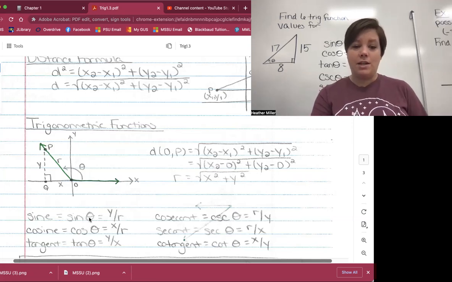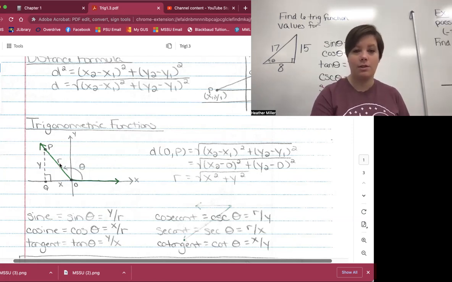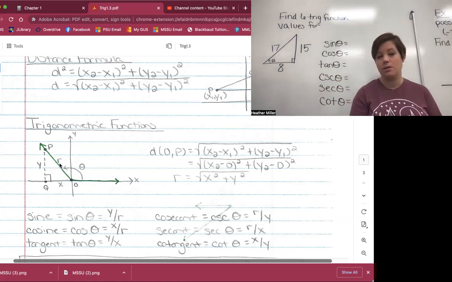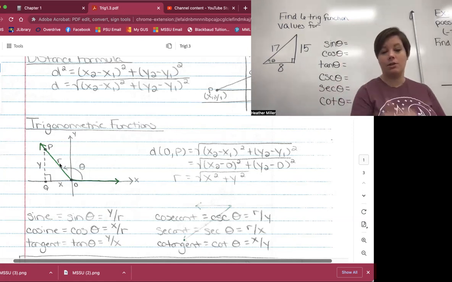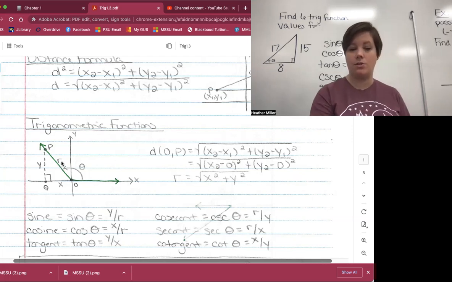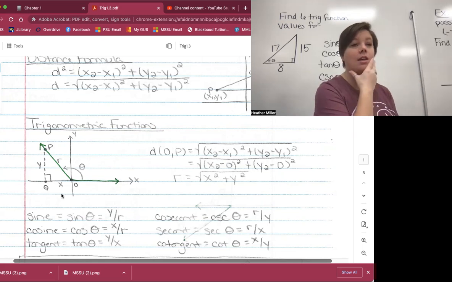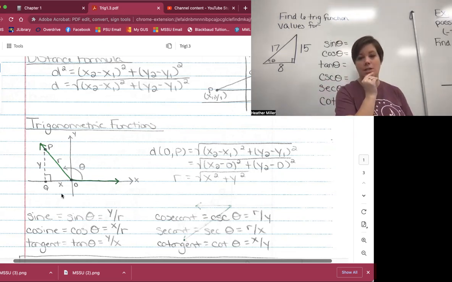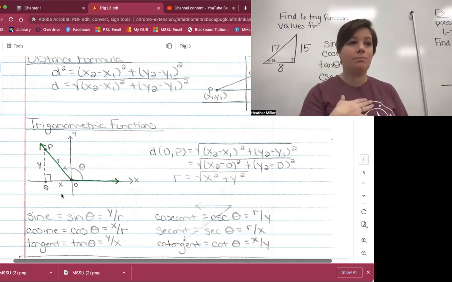So sine of theta is where we take our y value of this triangle and we stick it over the radius, or the r, the length of our hypotenuse. So it's y over r. Cosine of theta is going to be x over r. Okay, notice those are different. And then tangent theta is going to be y over x. Do you need to memorize these? Yes, you are going to need to memorize these. We're going to use these the rest of the semester, and so you're going to need to have these in your arsenal.